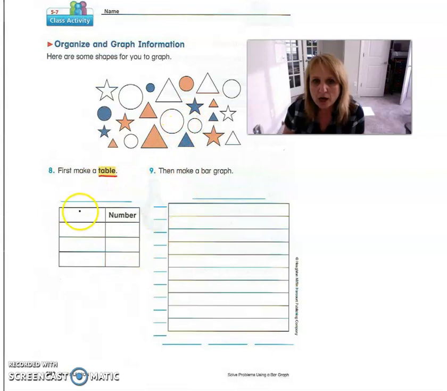We're going to call our table, what should we call it? What are these things? Shapes? Let's call our table shapes, okay? So we're going to write shapes up there. All right. So how should we organize these shapes? What do you want to start with? Let's see how many different shapes we have. We have stars, okay? And I'm just going to draw a picture of it. I'm not going to write the word. We have circles.